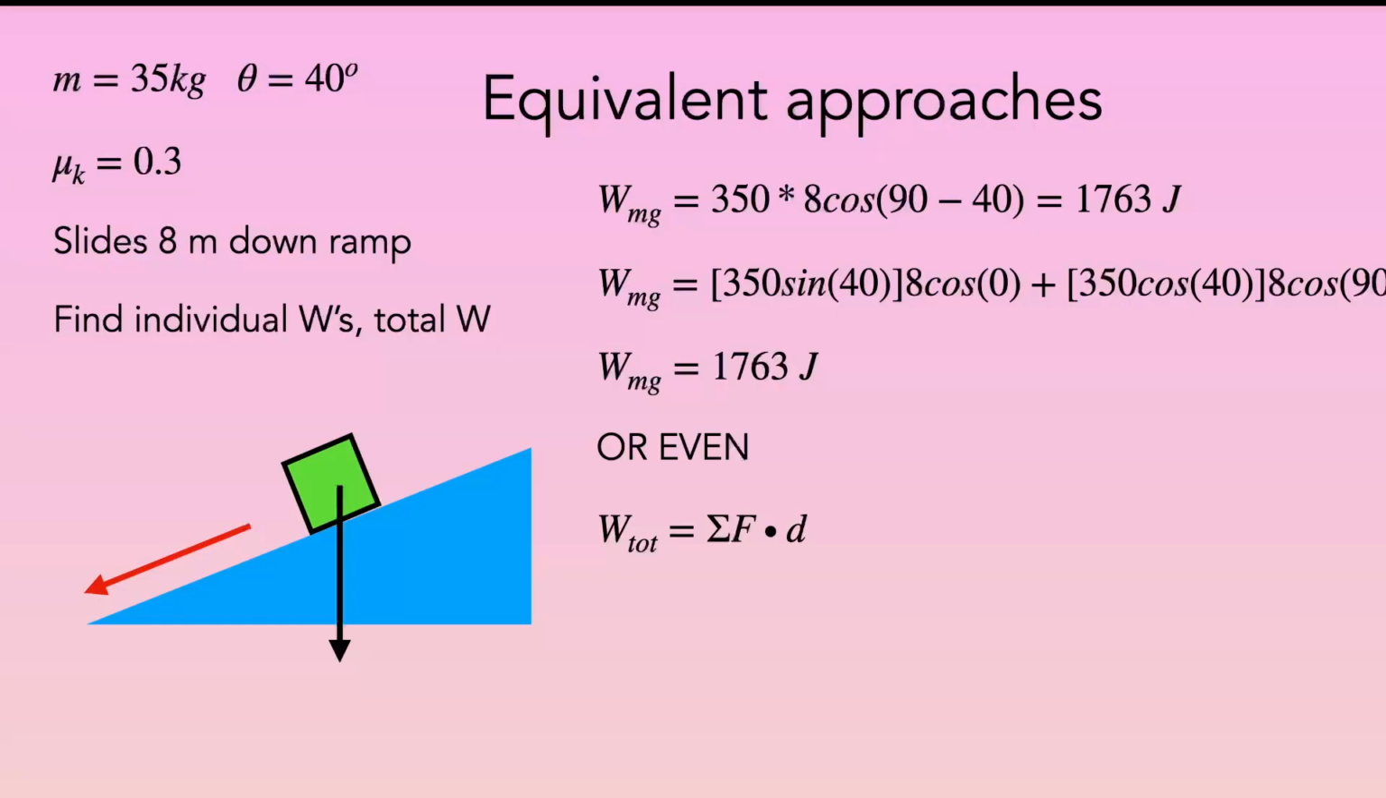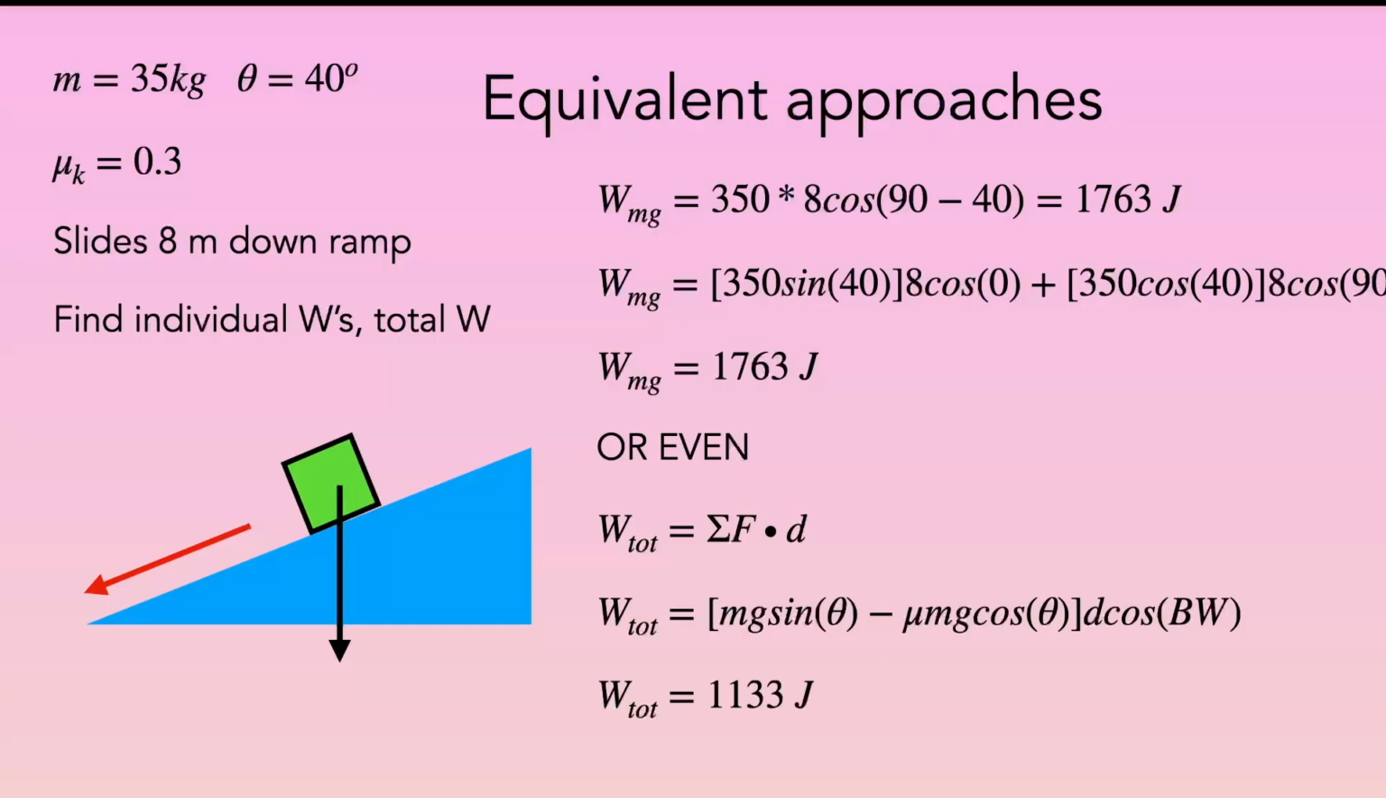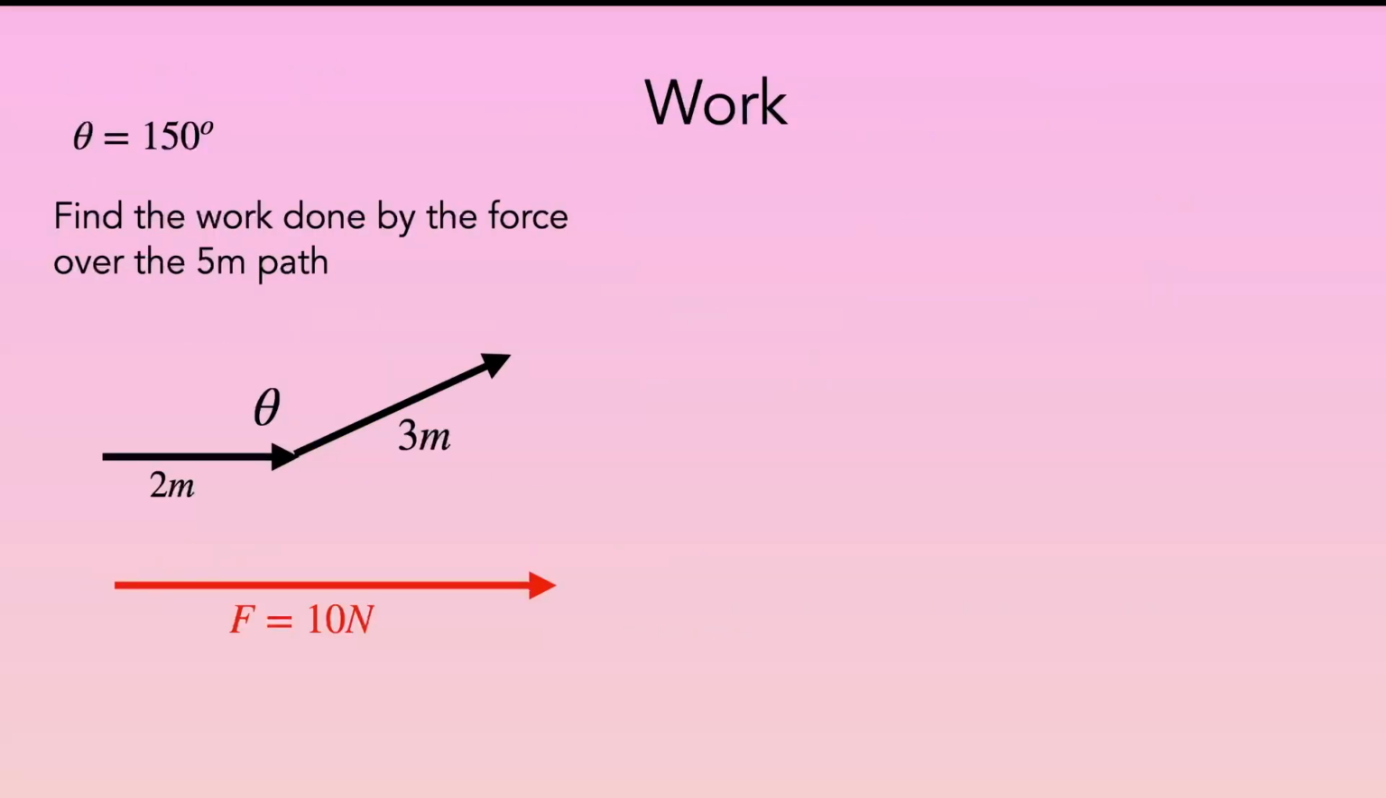Or we could take all the forces, add them together to get the net force, and then do the dot product with d. And guess what? Perpendicular to the ramp, those cancel out. Along the ramp, we have mg sine theta pulling down the ramp minus mu mg cosine theta times d times the cosine of the angle in between, and we'll end up with the same total that we had before. So there are other things we can do here. I want to show you that there's multiple things.